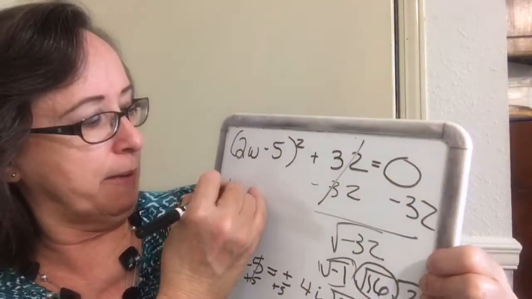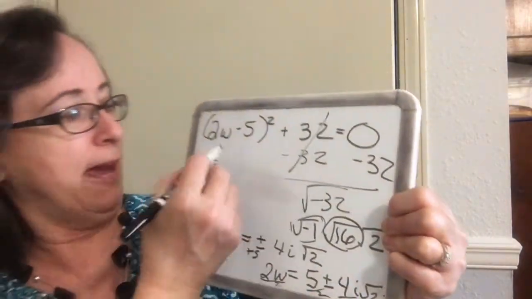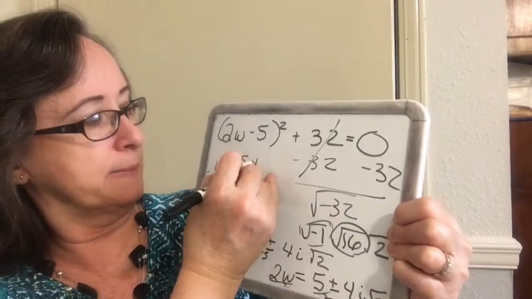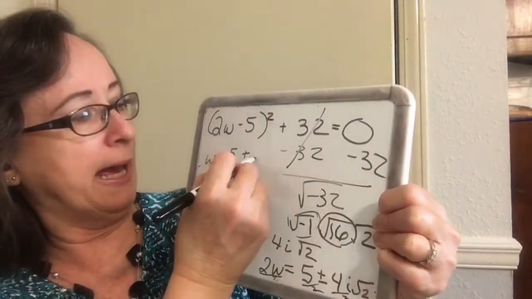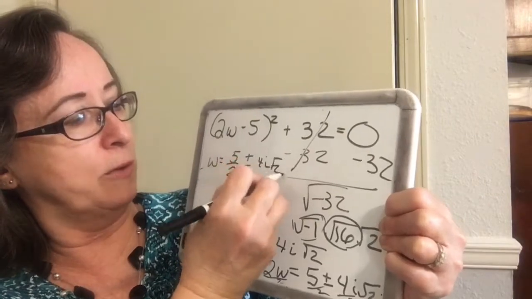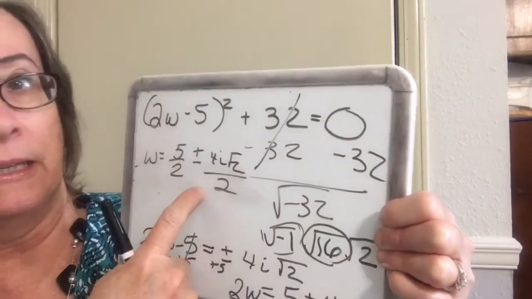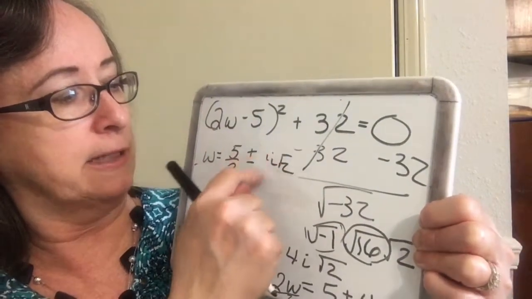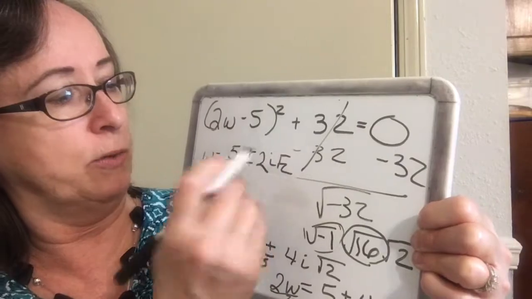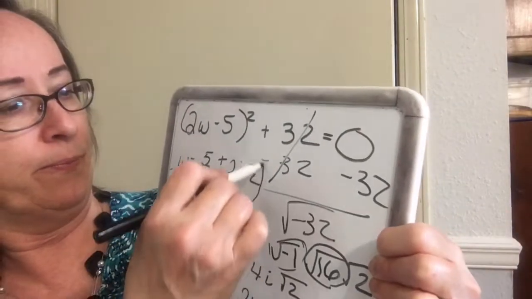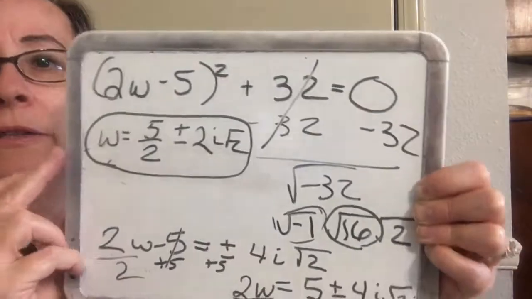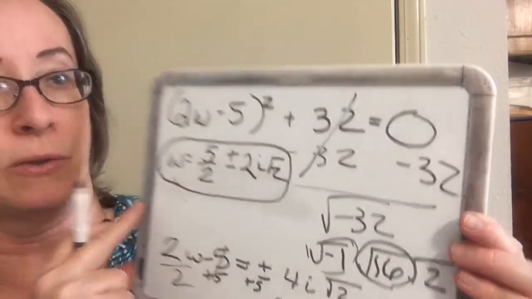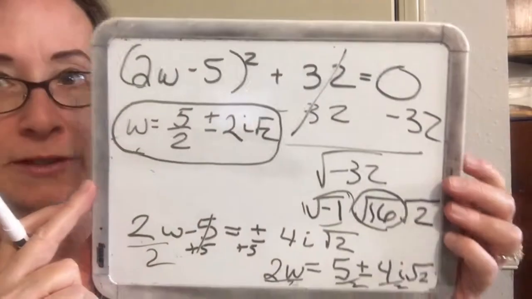So we would end up with w equals, so we had 5 halves, 5 divided by 2, and then we had plus or minus the 4i square root of 2 divided by the 2, but since I have a 4 and a 2, can I just take that off altogether and write that as a 2i square root of 2? So we end up with 5/2 plus or minus 2i square root of 2 as my answer for w.